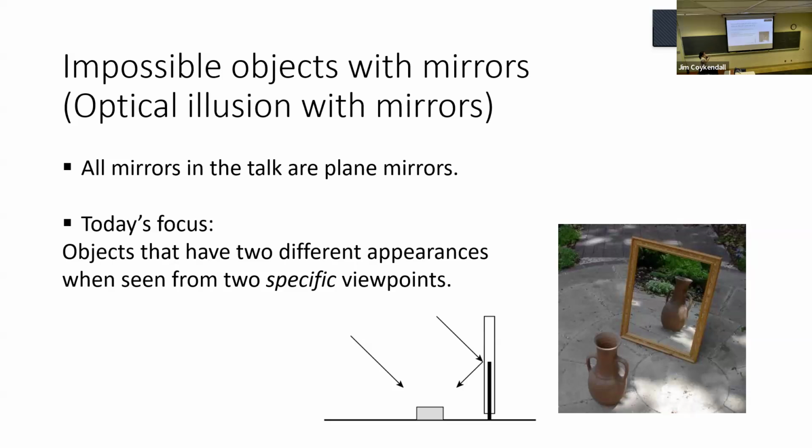And that's why I would at least clarify what kind of objects I would like to talk about in this talk. I would like to talk about the objects that have two different appearances when we see them from two specific viewpoints. Now, I should emphasize this is specific. It won't work for all angles. It only works for two specific angles.